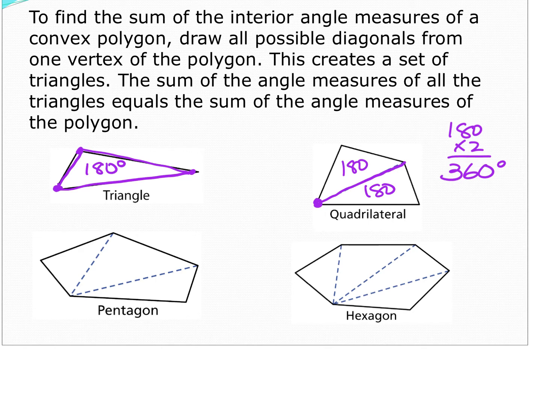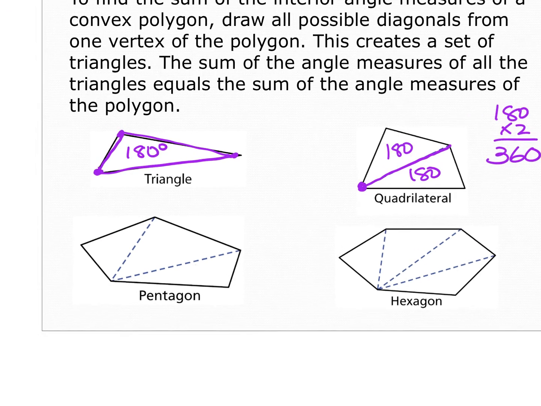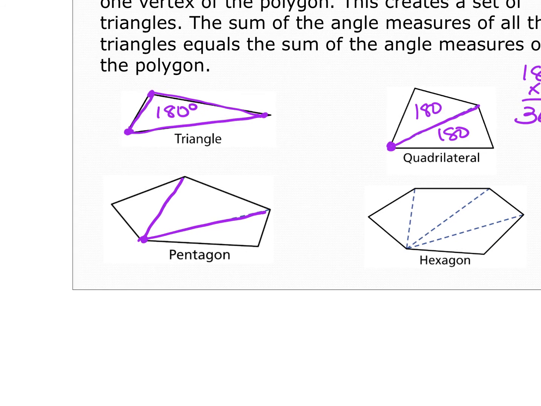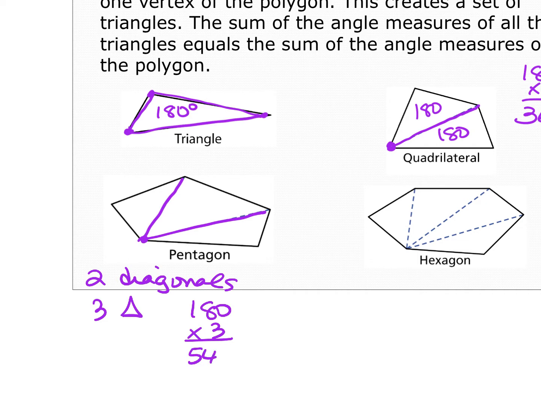Now, I'm not going to expect you to draw in all these diagonals, count how many triangles you're forming, and multiply it by 180. I'm going to teach you a handy-dandy formula that will make things a lot easier. But again, in the case of the pentagon, from this vertex, I can draw in two diagonals, making three triangles. So two diagonals, which now forms three triangles, and I would do 3 times 180 and get 540. However, again, you're not going to have to do this.